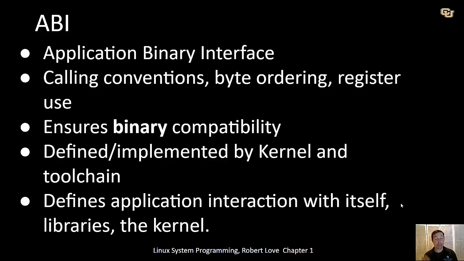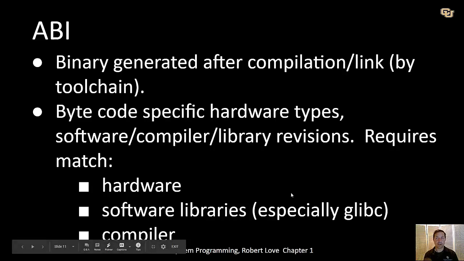So the ABI is defined and implemented by the kernel and the tool chain. The ABI really defines a program's interaction with itself, with libraries, and with the kernel. With itself, what I mean is when you call a function in your own program, that's going to use an ABI to decide, for instance, where to put the parameters that are passed into the function. So ultimately the ABI is going to be used to generate the binary that's the output of the compile and link step.